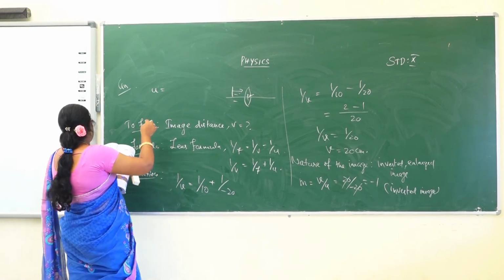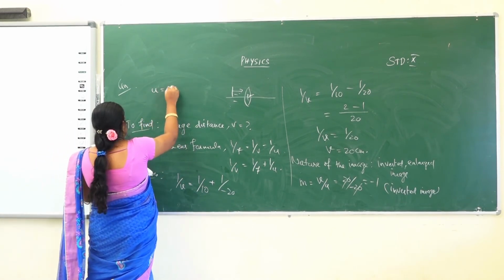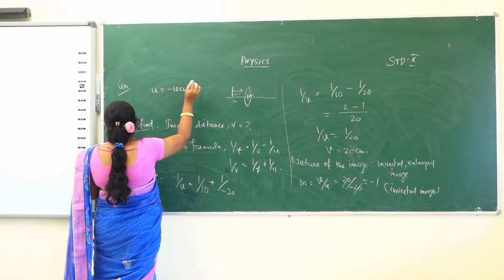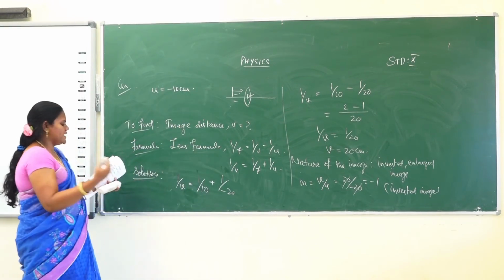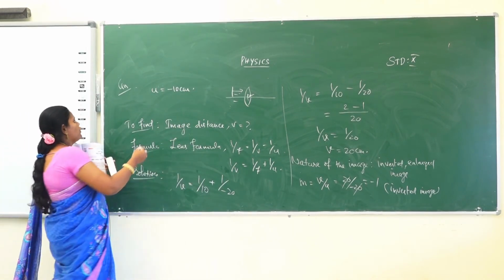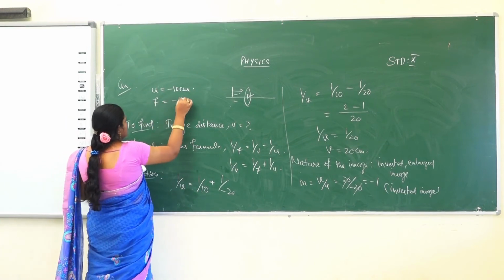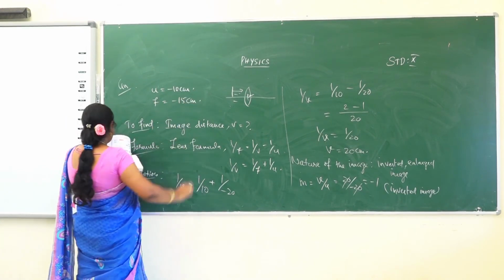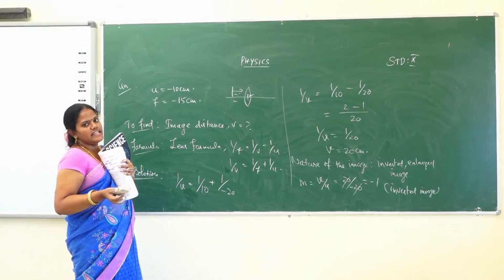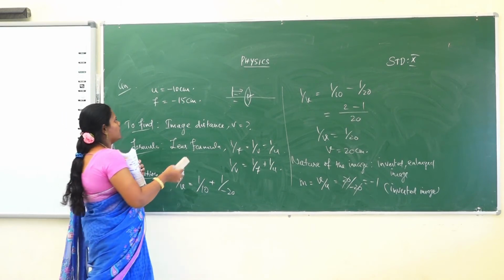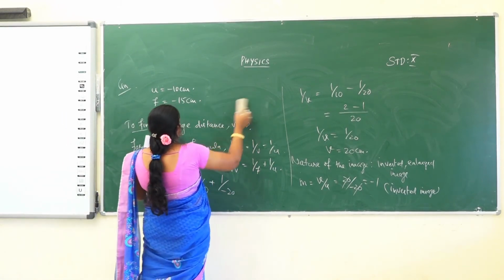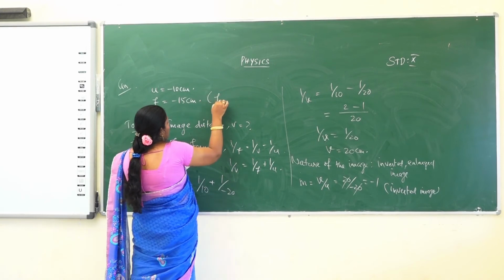So U is equal to minus 10 centimeter because the object is placed on the left side of the lens, and then focal length F is equal to minus 15 centimeter. Why? Because the lens is a concave lens, so focal length is minus, so minus 15 centimeter for concave lens.